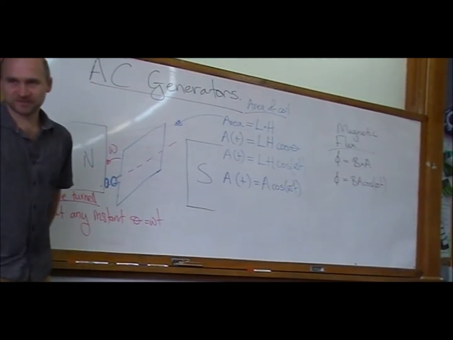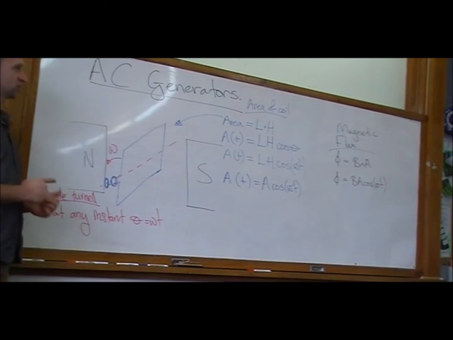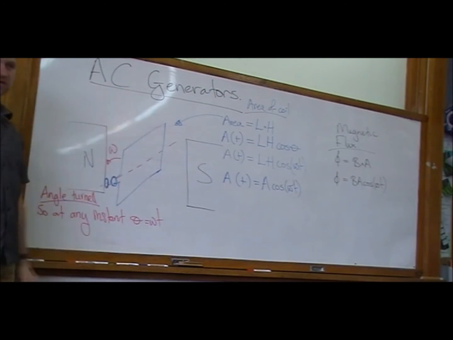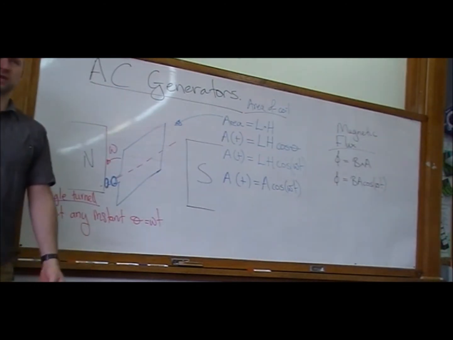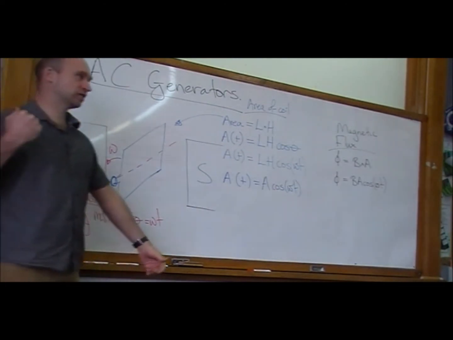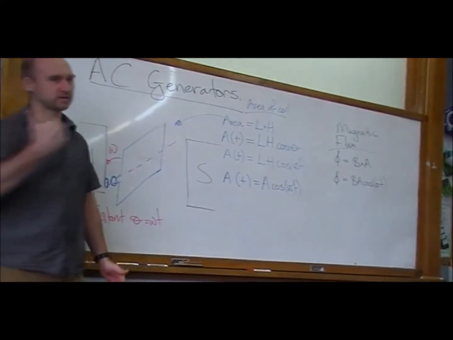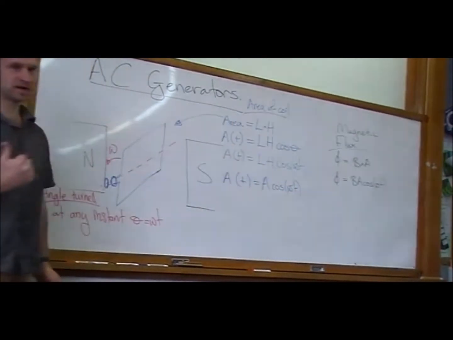So we're going to do this AC generators thing. And AC, what does AC mean? Talk about an AC generator. What are we talking about? Alternating current. So we're talking about a generator that generates electricity that goes one way and then the other way. One way, then the other way.